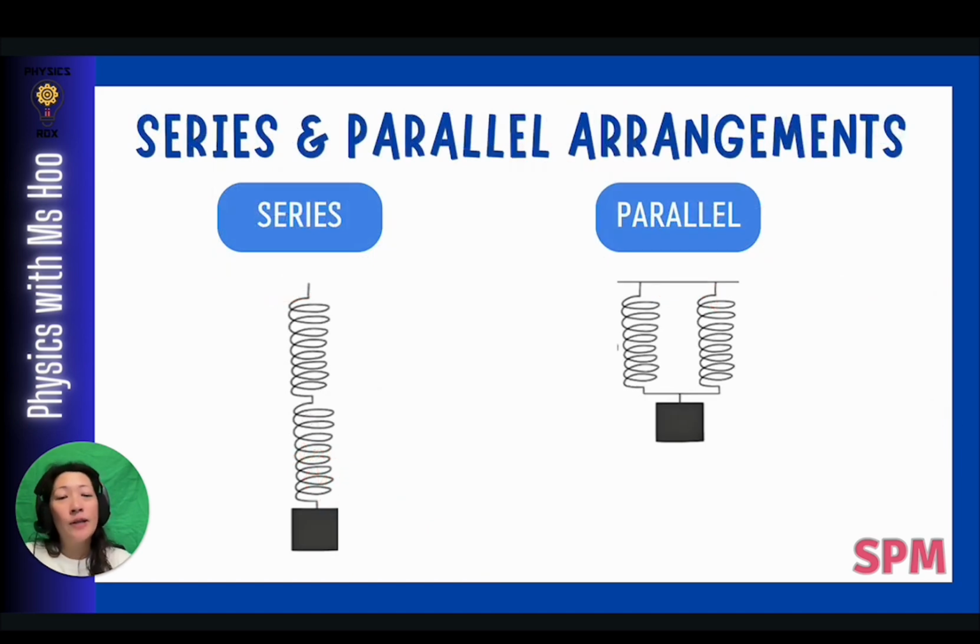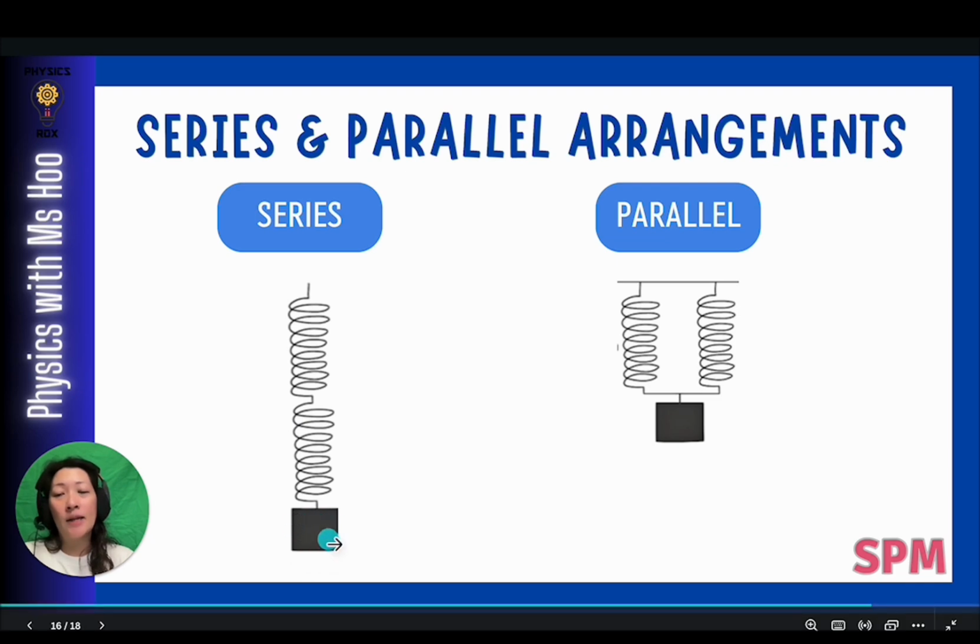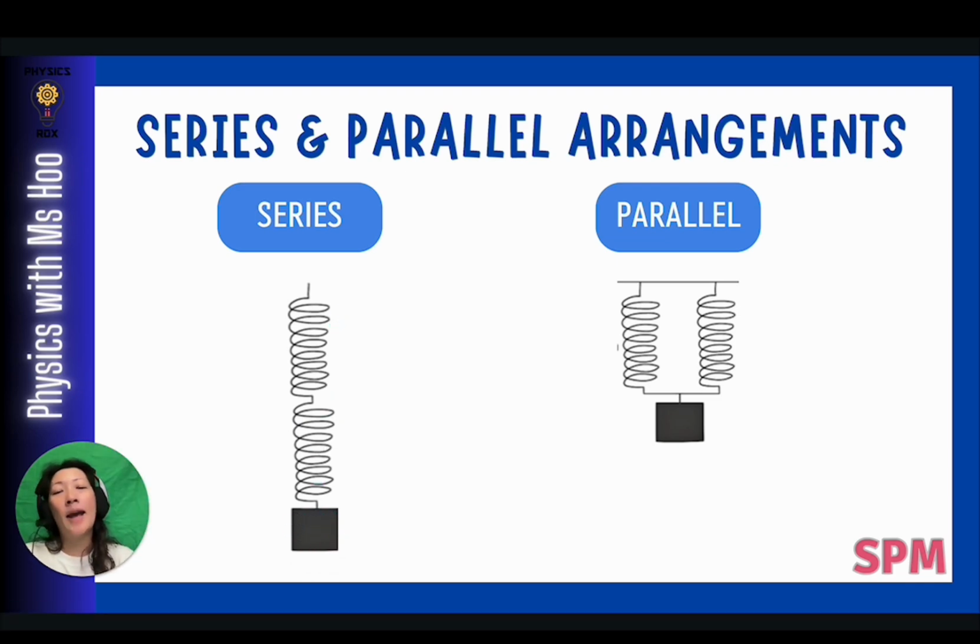And also you do need to be aware about concepts of series and parallel arrangements. So when you have multiple springs and you hang them in series, that means you hang them one after the other and the object is hung from that series of springs. If you hang the springs in parallel, that means you hang them side by side like this, and the weight of the object is being shared across the different parallel springs.